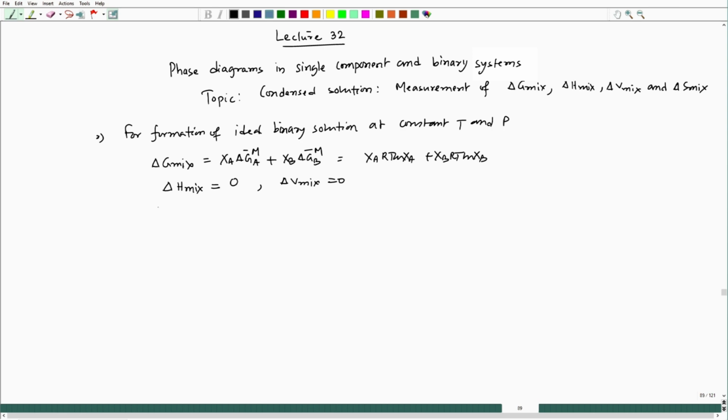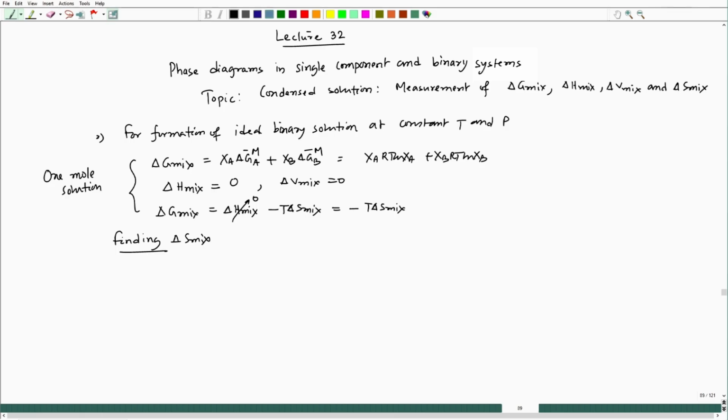And then we have also seen that del G mix equals del H mix minus T del S mix. Since del H mix is 0, it can be equated to minus T del S mix. Now we have to find out del S mix, and remember these are all for 1 mole of solution.